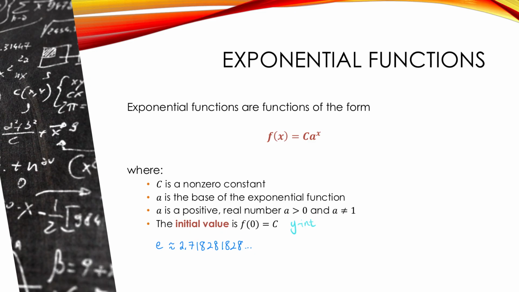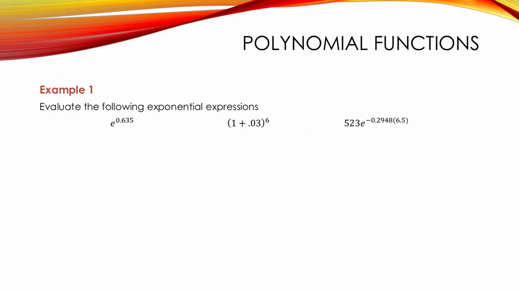What we also know about e is that e is just a number. It is 2.718281828. You can see it in your calculator. If you want to put it in your calculator, you can find this by hitting second and then the divide button, which will get you the value of e. So let's do that. Let's evaluate in your calculator a couple of different expressions.